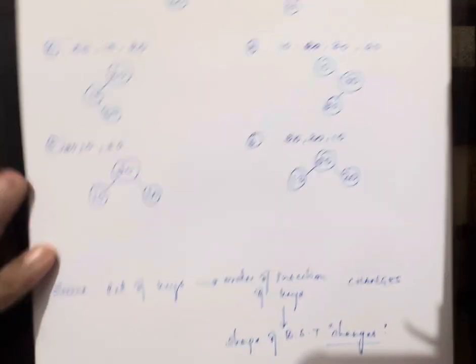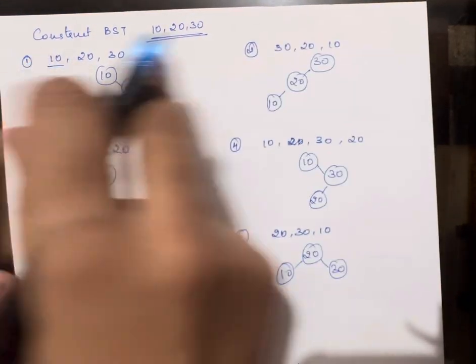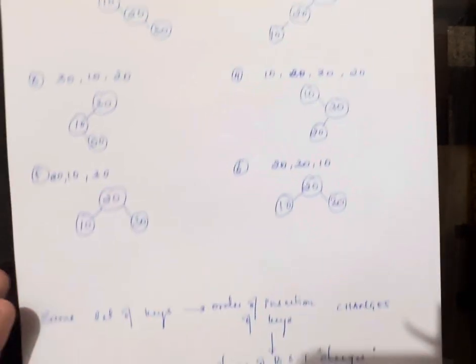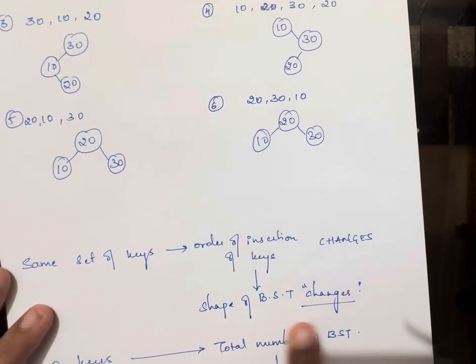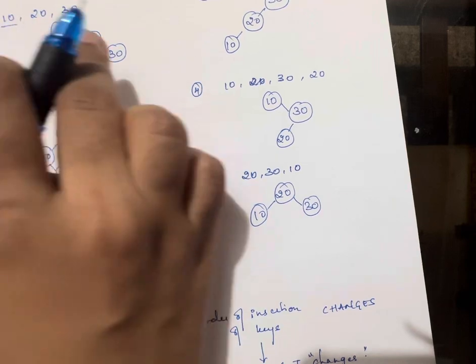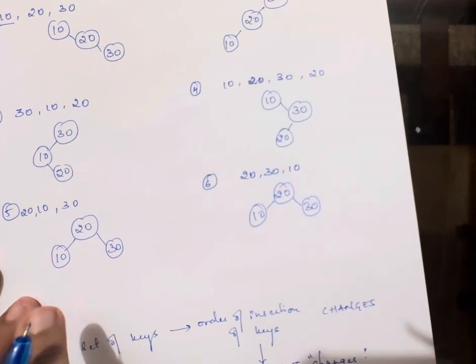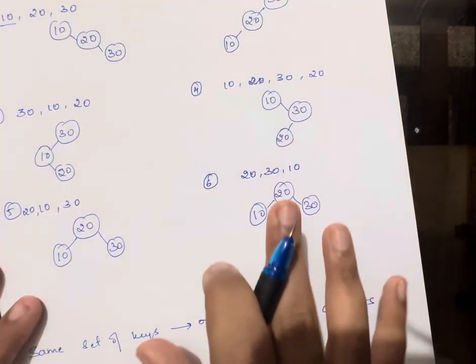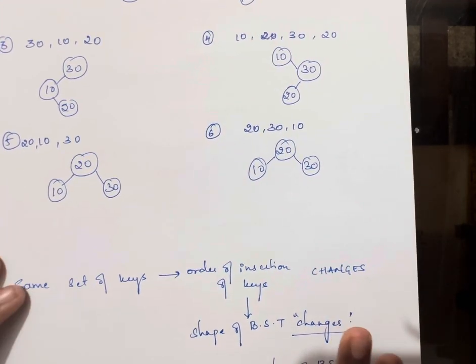So if you see, if you have taken the same set of keys, that is 10, 20 and 30, on changing the order of insertion, we are getting different trees. On changing the order of insertion of the keys, the shape of the binary search tree is changing. We have a right skewed binary search tree, left skewed, and here we have balanced. It changes when the order of insertion of the keys changes.